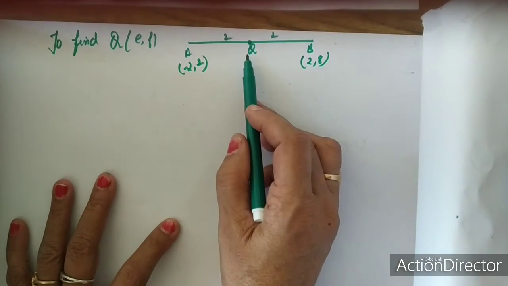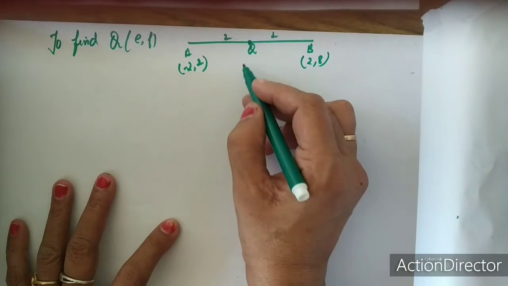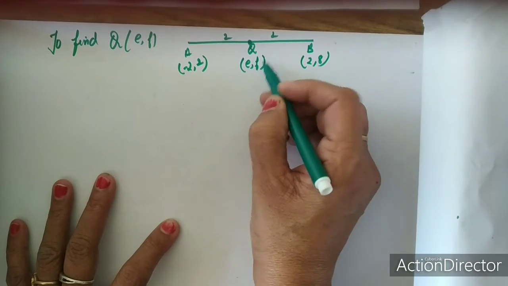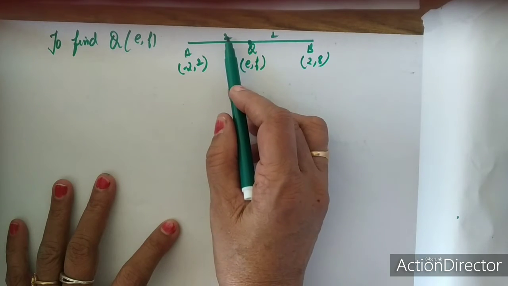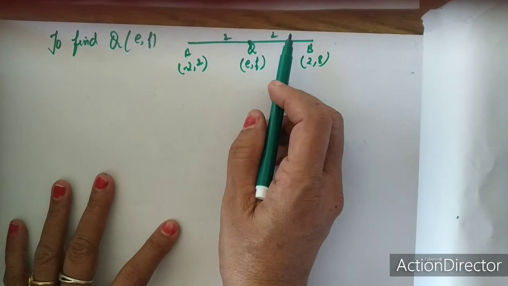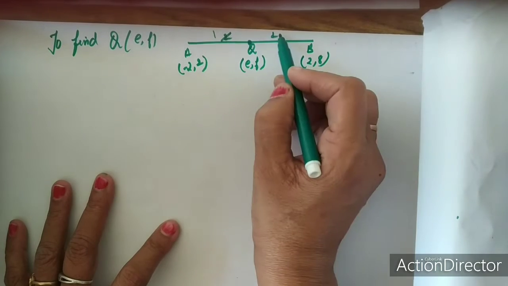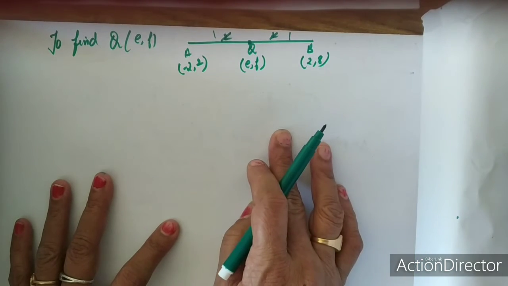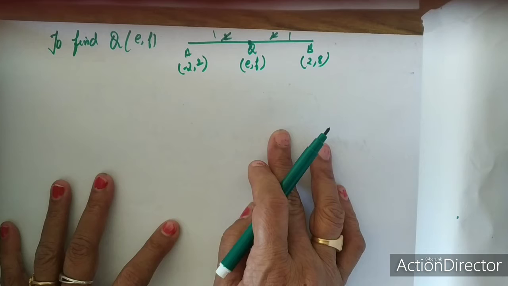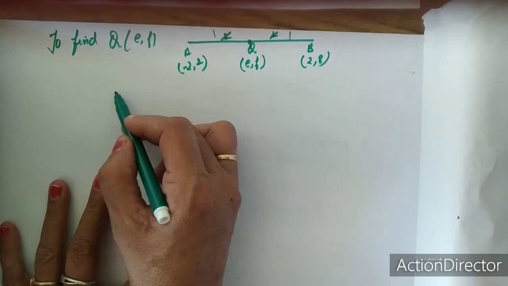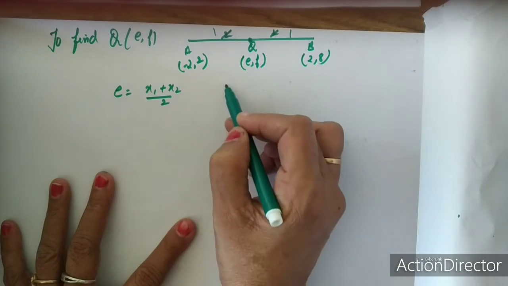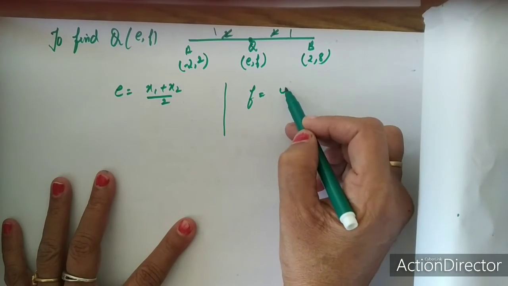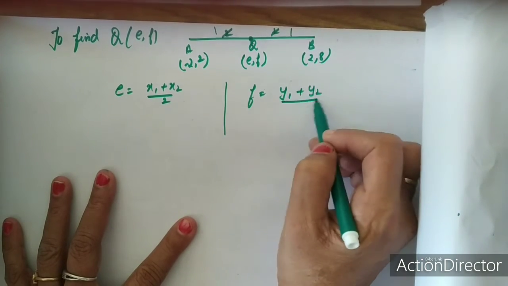Now we will find the coordinates of Q, which is E, F. For finding this, we should know the ratio. The ratio is 2:2, and we can also reduce it to 1:1. So I told a special type of section formula when the ratio is 1:1. That is, E will be equal to (X1 plus X2) divided by 2, and F will be equal to (Y1 plus Y2) divided by 2.